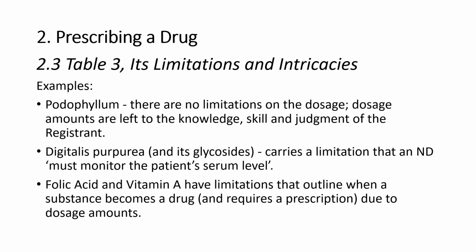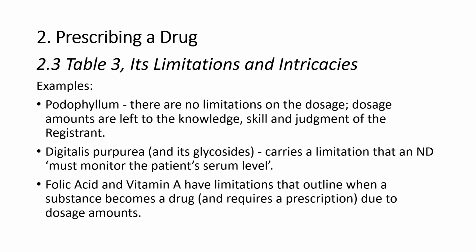For example, podophyllum is a drug on Table 3, and in order to prescribe it to a patient, a prescription is always necessary. There are no limitations on the dosage, so dosage amounts are left to the knowledge, skill, and judgment of the registrant. On the other hand, Digitalis purpurea and its glycosides is also a drug on Table 3, also requires a prescription whenever it is being prescribed to a patient, but also carries a limitation that an ND must monitor the patient's serum level. If a registrant will not or cannot monitor the serum levels, they may not prescribe this drug.